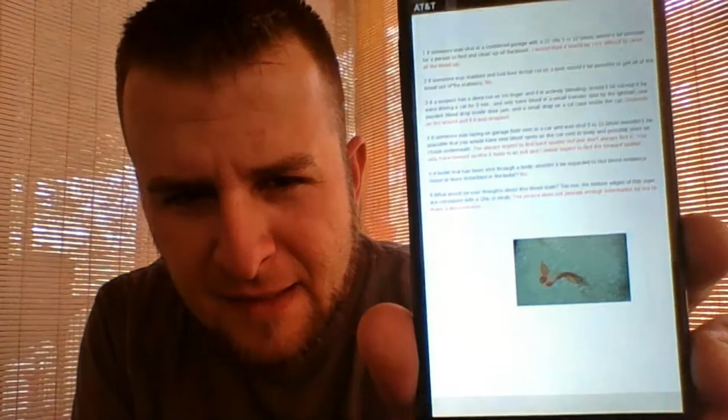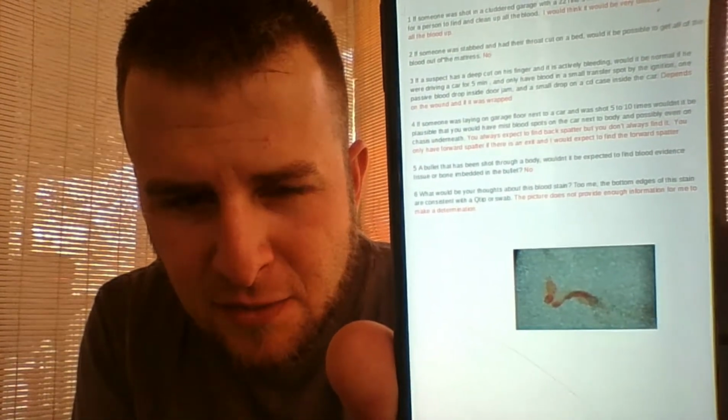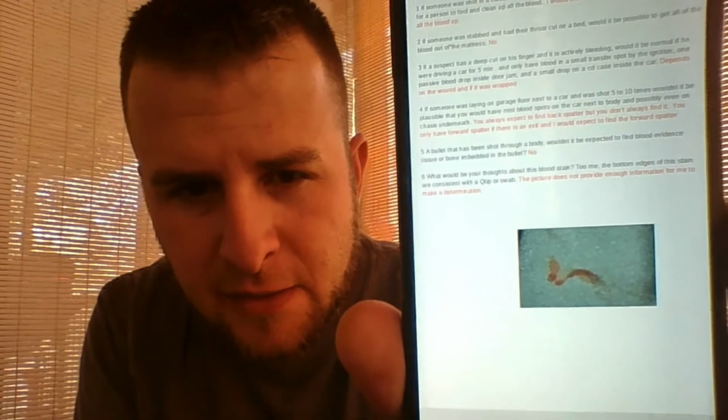Number 6, what would be your thoughts about this blood stain? To me, the bottom edge of this blood stain is consistent with the Q-tip. I'm showing him the picture of the blood stain by the ignition, because where it starts out, it has two little Q-tip looking spots and then it smears. Let me see if I can put this phone up here. If you look closely, the bottom of the stain is two circles where the stains start, and it looks like Q-tips to me. Well, he says that the picture does not provide enough information for me to make a determination.